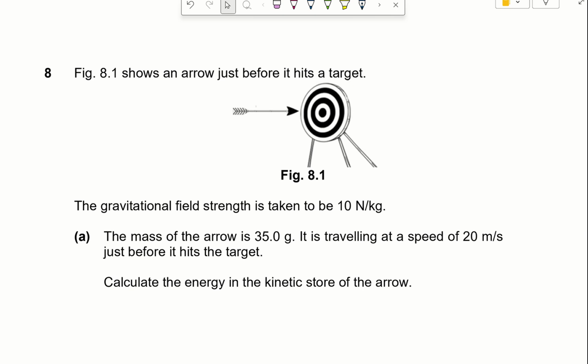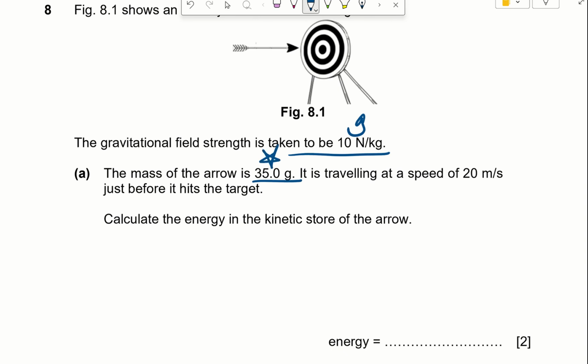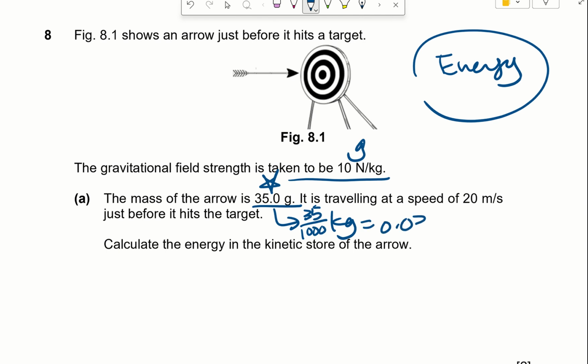Now figure 8.1 shows an arrow just before it hits a target. The g is taken to be 10 newton per kg. That's quite standard. The mass of the arrow is 35 grams. Red flag. This one should be changed to kg because this is an energy question. So how do I change it to kg? I need to use 35 divided by 1000. Okay, so it will be 0.035. Correct? Okay, remember for energy, every formula requires SI units.